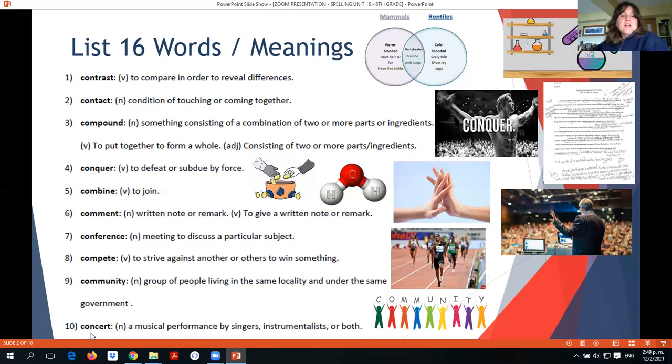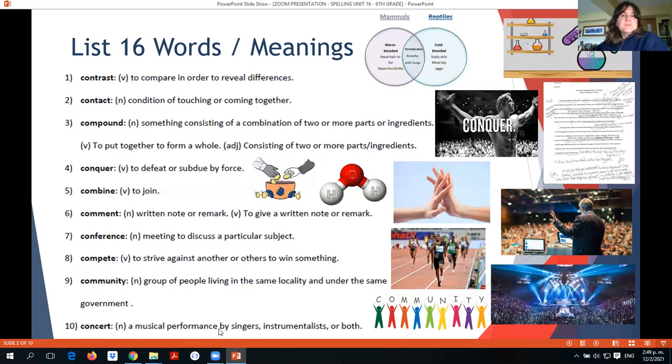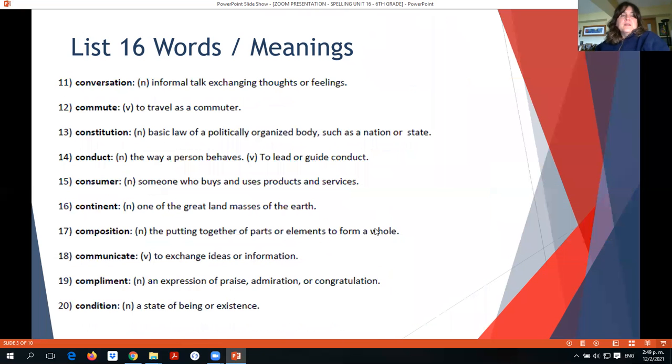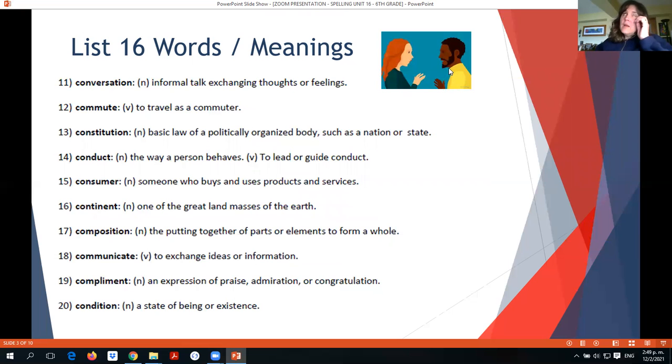Number 10, concert, prefix con, is a musical performance by singers, instrumentalists, or both. Okay, like the one we're looking at here in the picture, a big, big concert. All right. Number 11, conversation, con, that's the prefix, is an informal talk, exchanging thoughts or feelings. Okay, these two persons here are having a conversation.